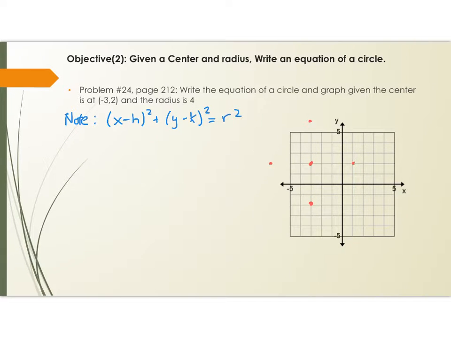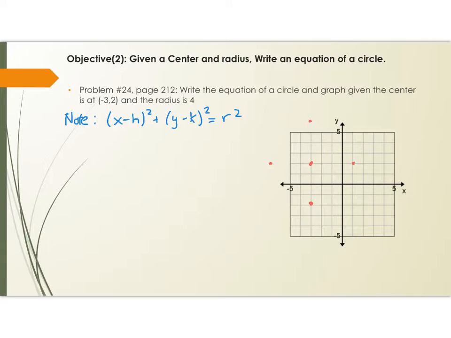So this is problem number 24 on page 212. Write the equation of a circle and graph the given. The center is at negative 3, 2, and the radius is 4. So we want to go back to what the equation of a circle is, and we note that we have (x minus h) squared plus (y minus k) squared is equal to r squared.